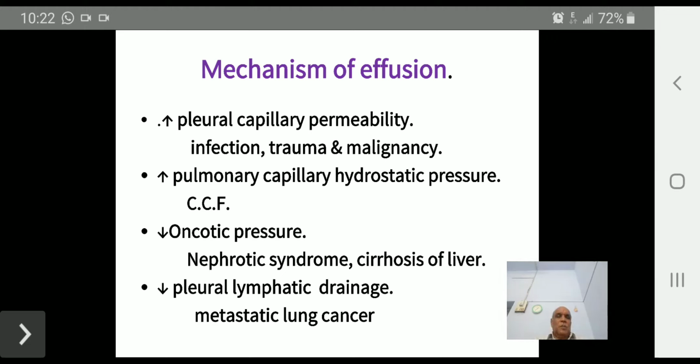Third is the oncotic pressure. Oncotic pressure keeps the fluid in the compartment. When the oncotic pressure decreases, the retention of fluid in the compartment goes down. And lastly, the removal of fluid from the space is by pleural lymphatic drainage. Pleural lymphatic drainage can be blocked at the origin by metastasis, or at the end by enlargement of lymph nodes.